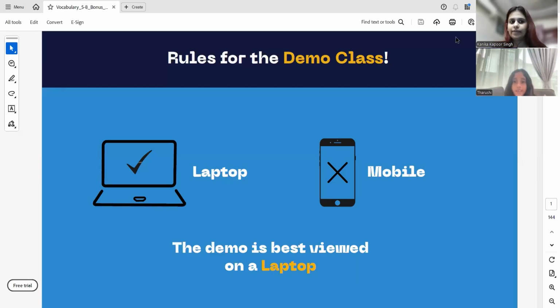What is there on the screen? There is a mobile phone and a laptop. Okay, and what is written? The demo is best viewed on a laptop. Okay, great. So you're able to read.